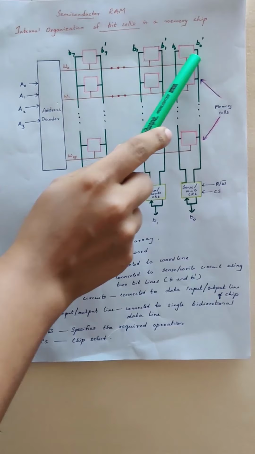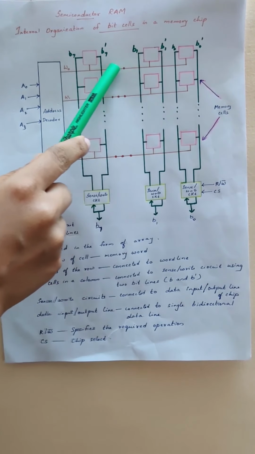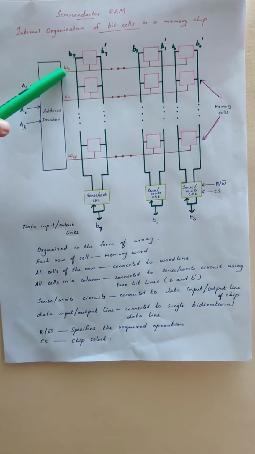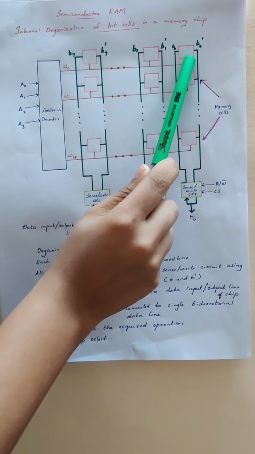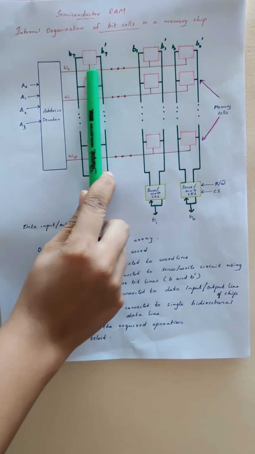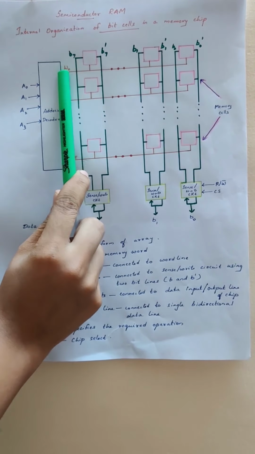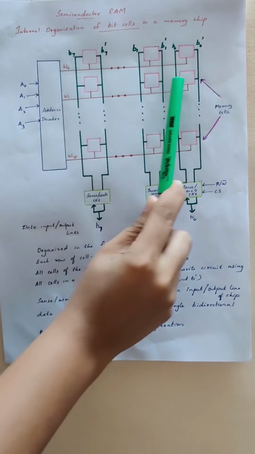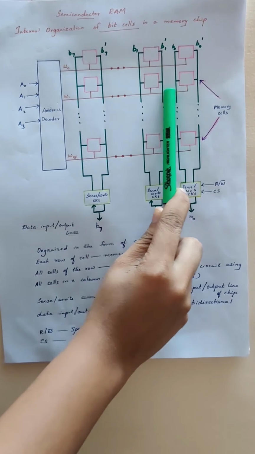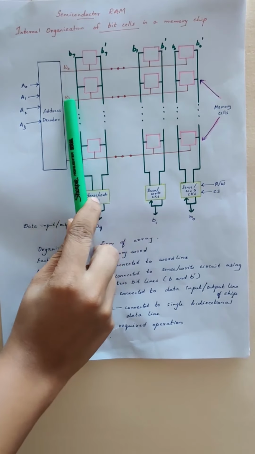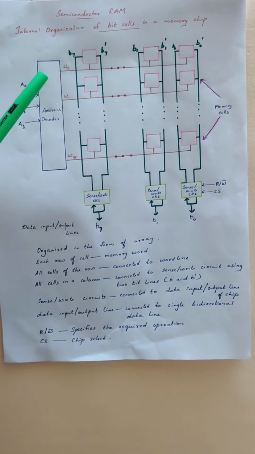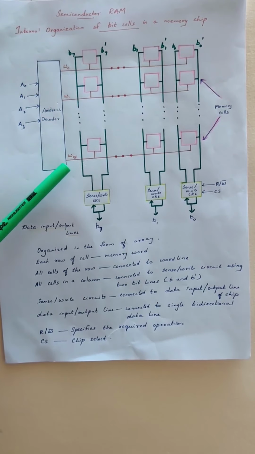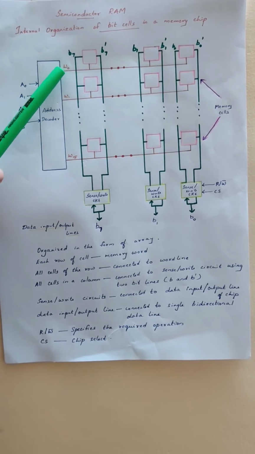And all the cells of the row are connected to a common line called a word line. Look at the cells in the first row. All these cells are connected to a common line called a word line, denoted by W0. Look at the second row. All the cells are connected to a common word line, which is denoted by W1. In this example, how many word lines do we have? We have 16 word lines, starting from W0 to W15.